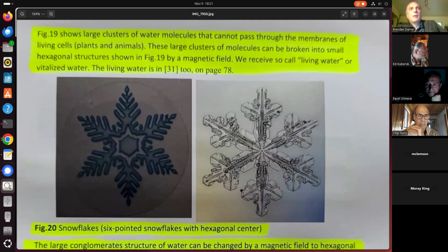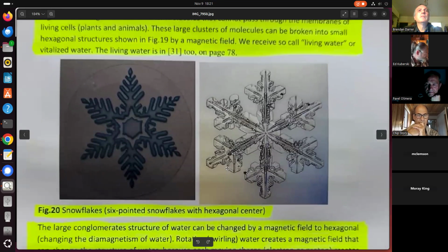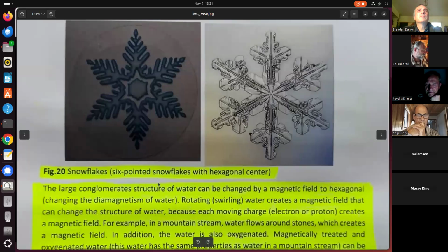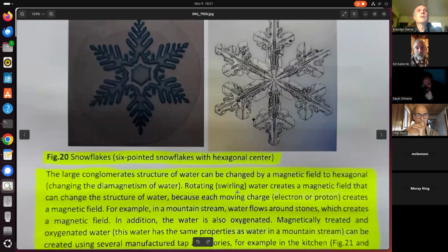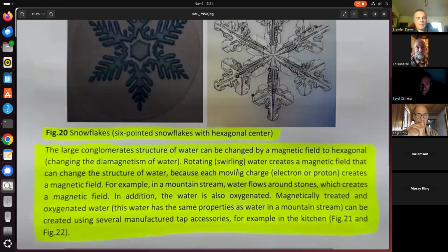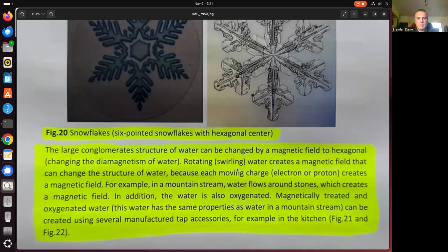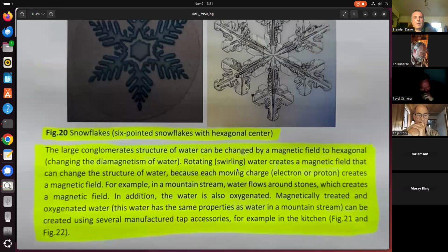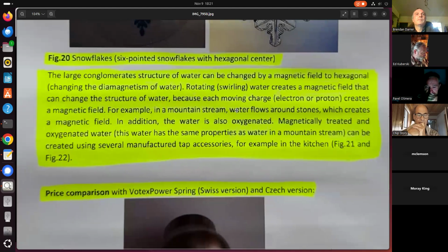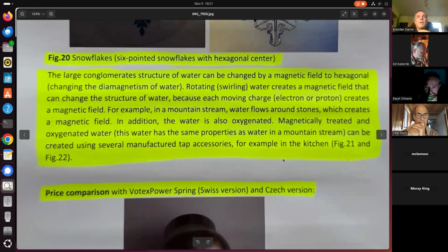The living water is in 31 on page 78, okay. Snowflakes, 6-pointed snowflakes with hexagonal centers. So again, he's explained how snowflakes are formed essentially and why they're formed that way. The large conglomerate structures of water can be changed by a magnetic field to hexagonal, changing the diamagnetism of water. Rotating swirling water creates a magnetic field that can change the structure of water, because each moving charge, electron or proton, creates a magnetic field.